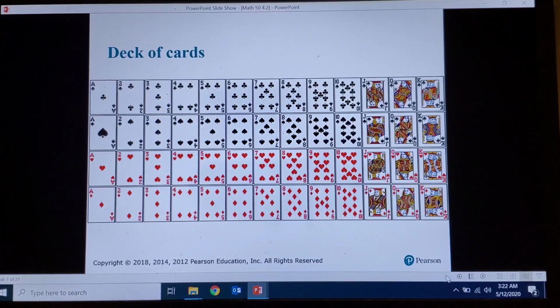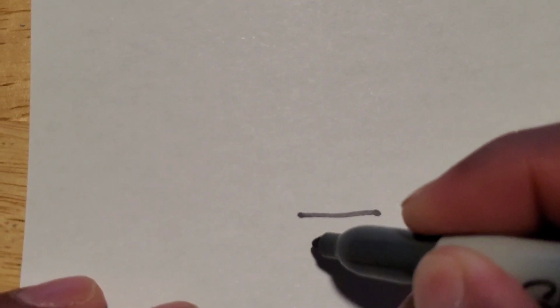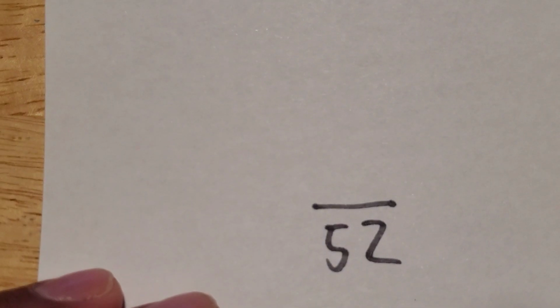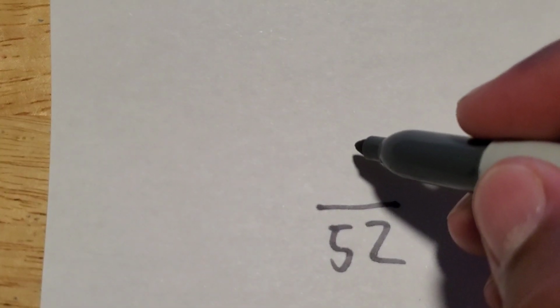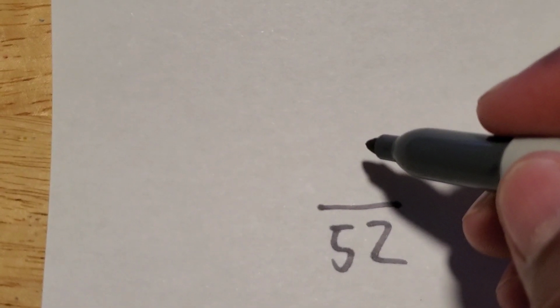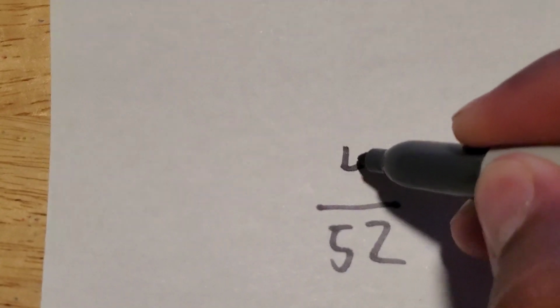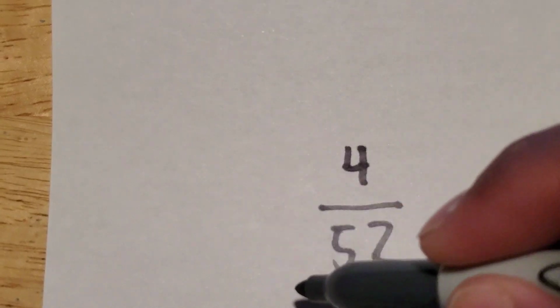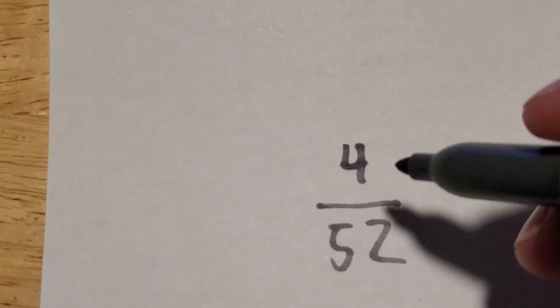So there are 4 kings in there. When you're doing this, again, you have to do your probabilities. Your denominator is always all the possible outcomes, and there are 52 cards in this deck. Out of those 52 possibilities, remember the numerator is how many ways event A, or in this case event E, can happen. We just saw that there are 4 kings in a deck of 52 cards. So that would be the probability of randomly selecting a king out of a deck of 52 cards.